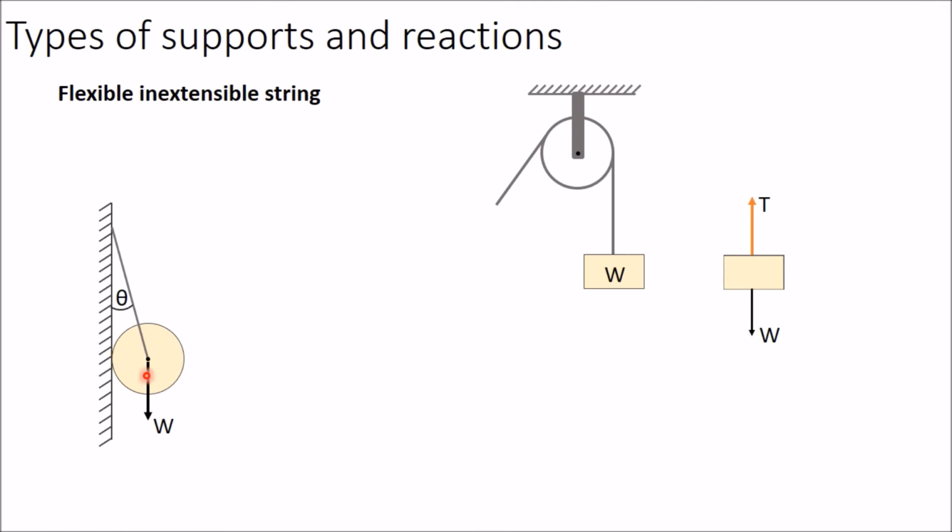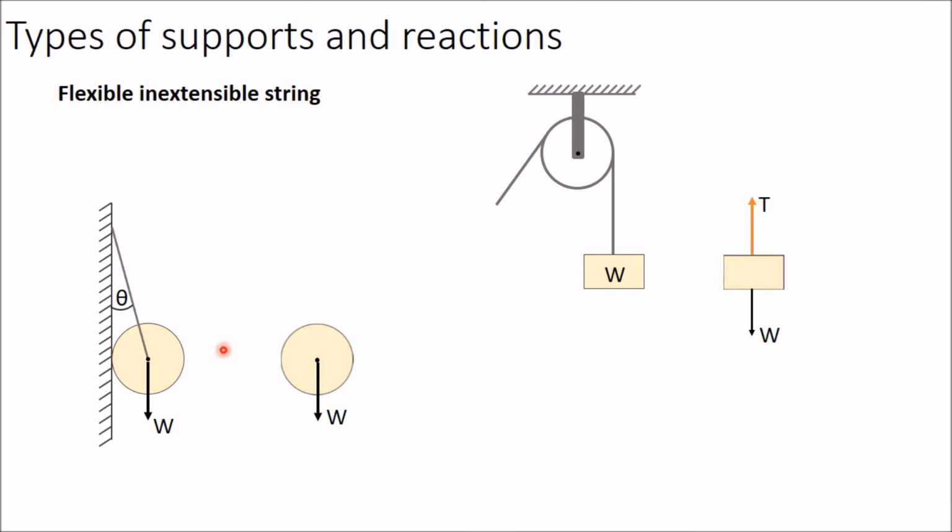A spherical ball is kept in its position by a string like this, and by this vertical wall. So if you want to draw the free body diagram of this sphere, you have to draw this sphere first. Now apply the weight in the vertical downward direction.